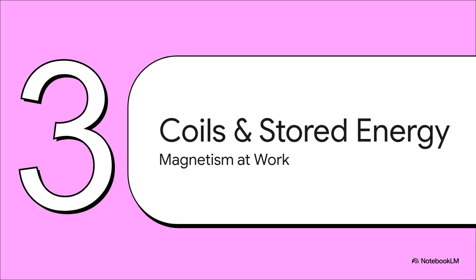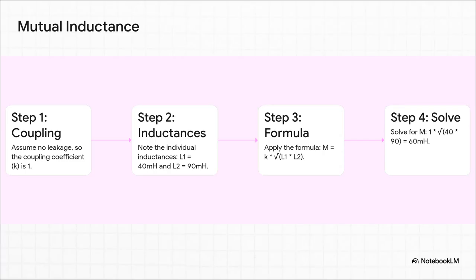So how do we actually harness this amazing link between electricity and magnetism? Well, the answer, most of the time, is with coils of wire. They are the key to putting this incredible force to work for us. Now, when you put two coils near each other, their magnetic fields actually interact. It's a process called mutual inductance.